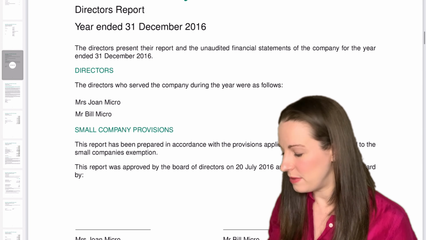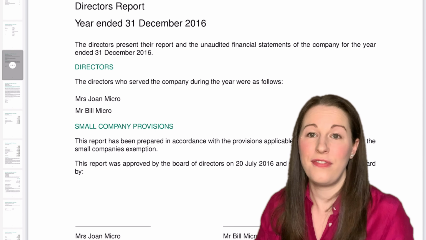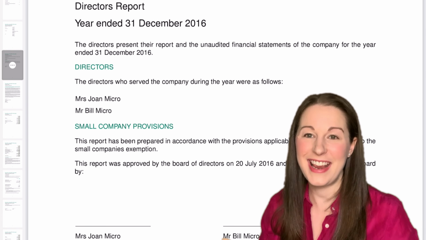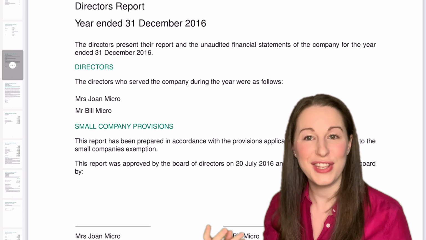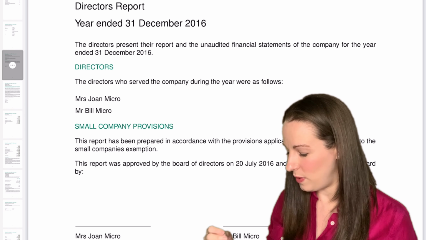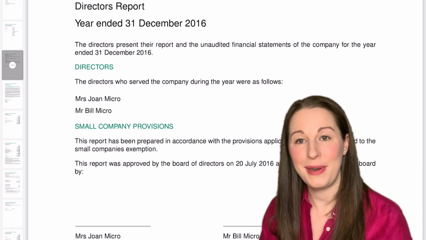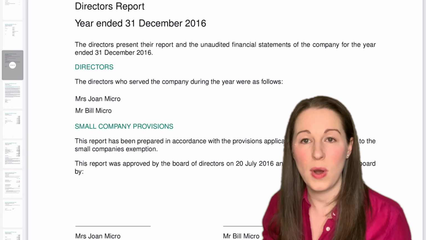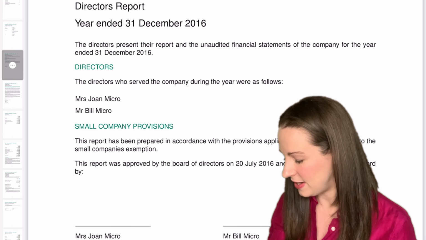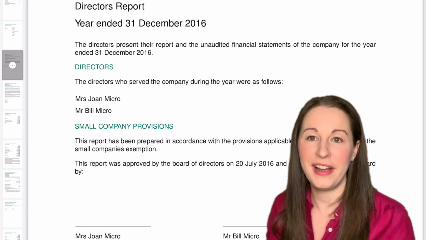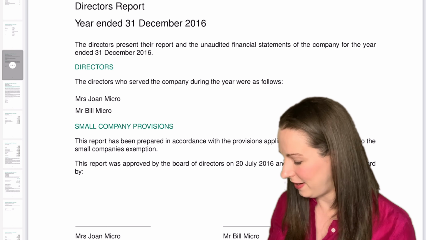The next page then comes down to the director's report, which for a micro-sized company is a very simple director's report. It will tell us the period, the directors, that we've complied with the small company provisions, which again is a legal requirement that we put in there so that they are compliant for Companies House. And then they get signed off by you, the directors of the company.